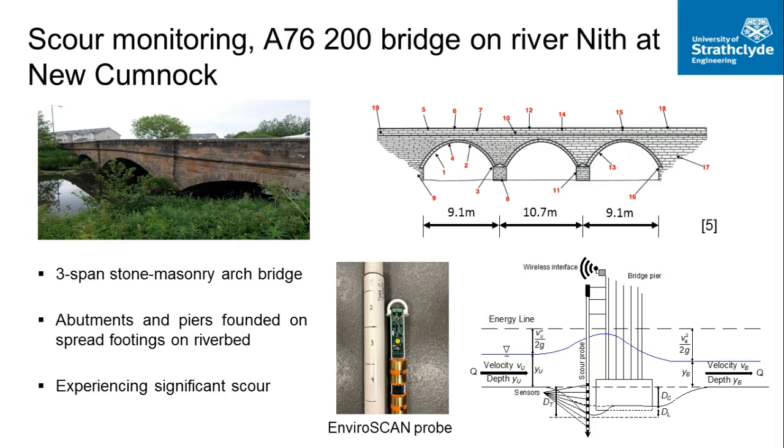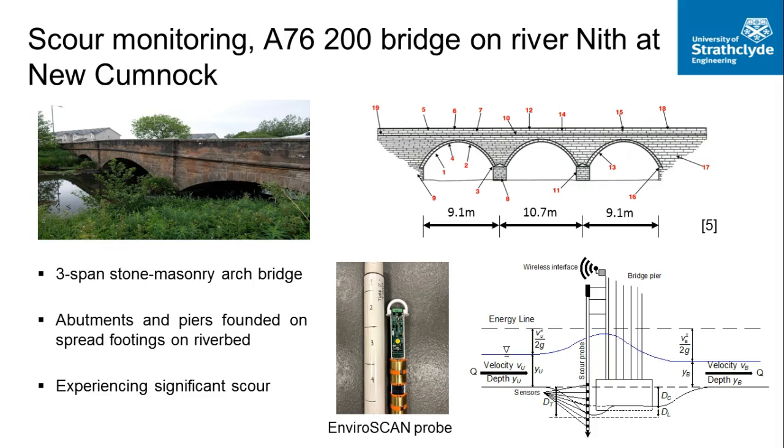This probe is installed at the A76 bridge at New Cumnock in Scotland. That bridge is a 3-span masonry arch bridge with 2 piers in the riverbed, founded on spread footing, and it has experienced significant scour in the past.